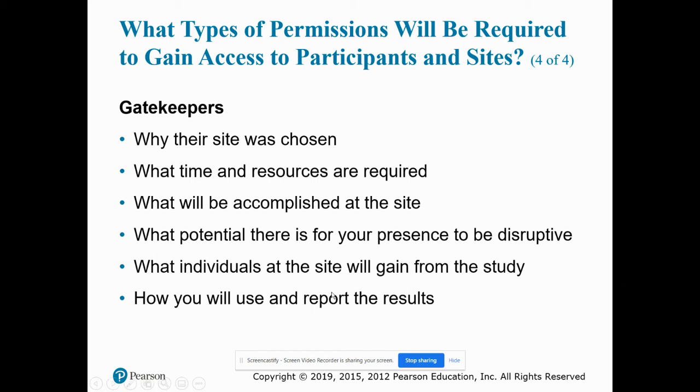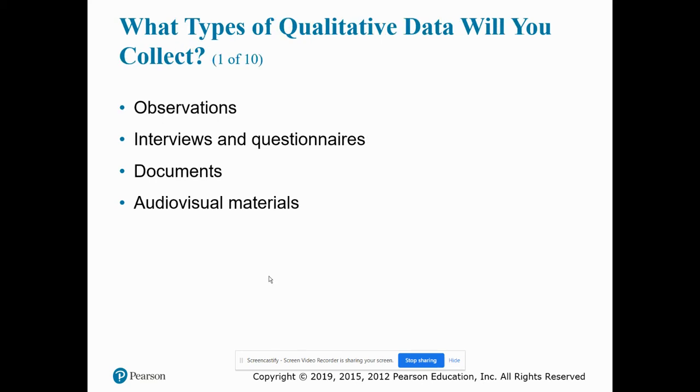And then let them know how you're going to use the results and how you are going to report them. Are they going to gain anything from this? Like, why should we let you do this? And so you just tell them, this is going to be good. So what types of qualitative data will you collect?